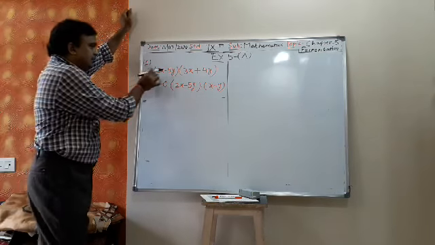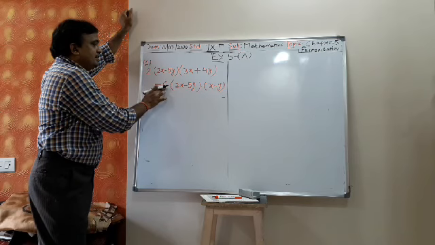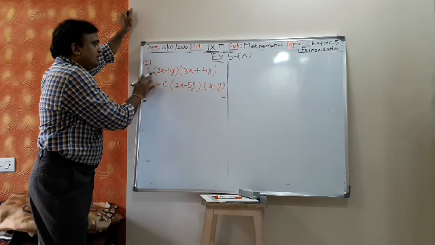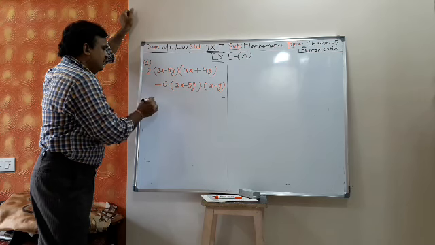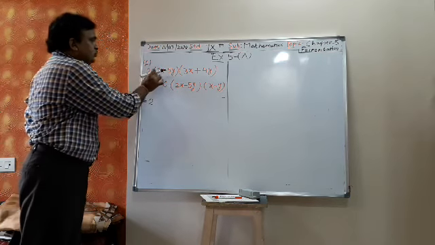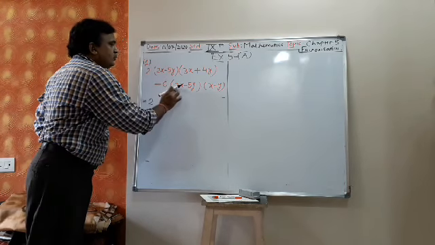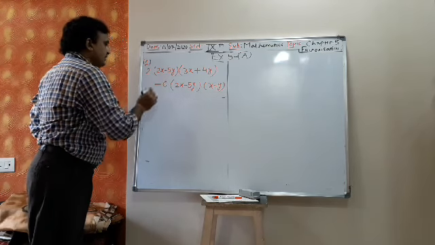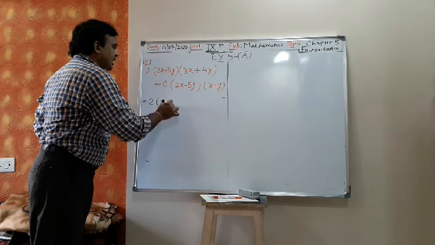Yes. In first term, there is 2. In second term, there is 6. So between 2 and 6, 2 is common. Is it clear? Then, in first term, there is 2x minus 5y. In second term, there is also 2x minus 5y. So this is common, so I am taking it common. 2 into 2x minus 5y, I am taking common.